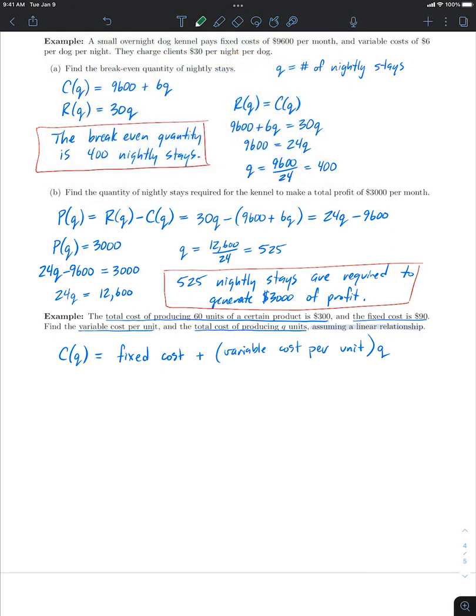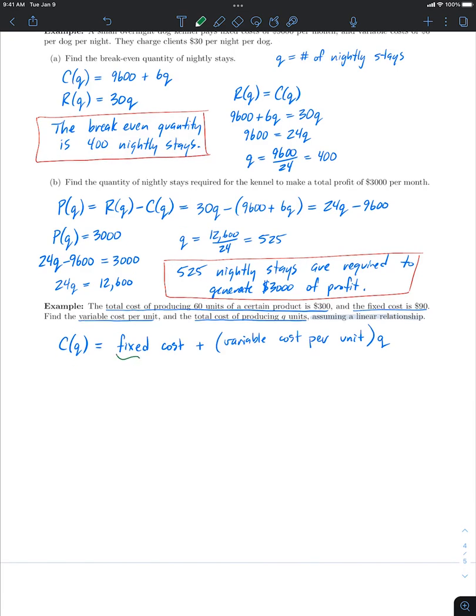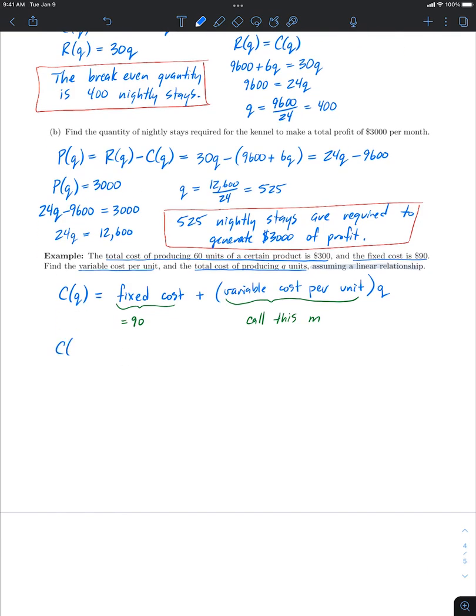Now, of course, this is all in words. Some of these things we have, like the fixed cost here, we're told this is $90. And then let's give this variable cost per unit a name so it's not so arduous to write down. Call this M, let's say. Then we can write this more simply: C of Q is 90 plus M times Q. So M is just a nickname for the variable cost per unit.